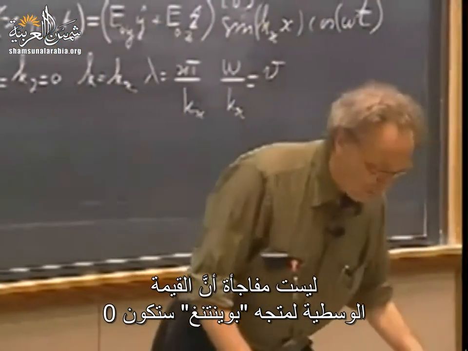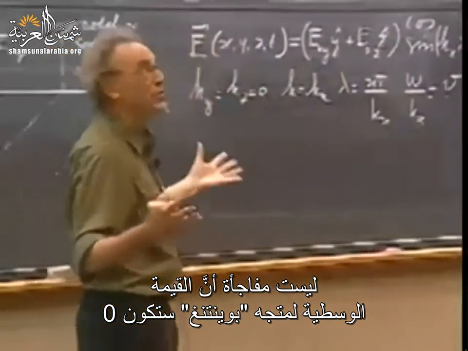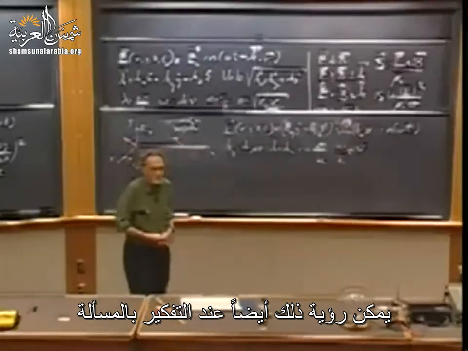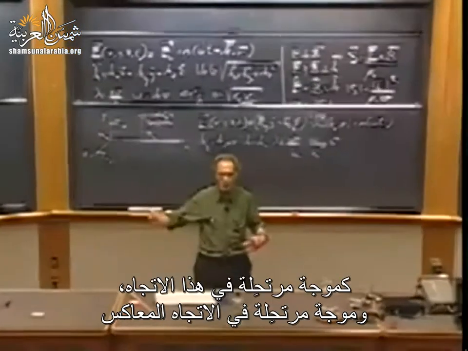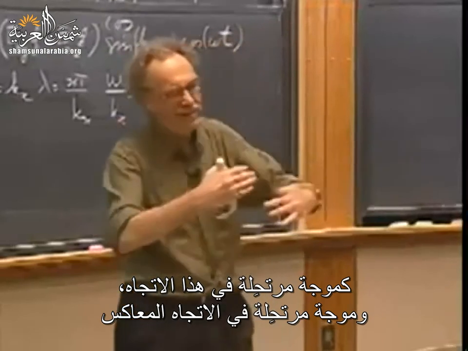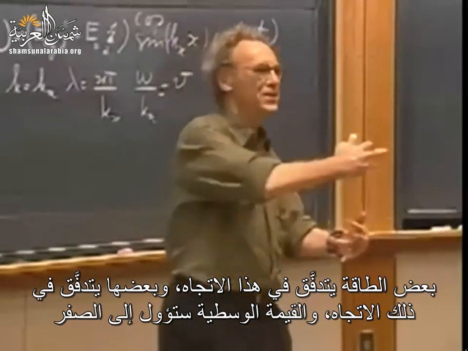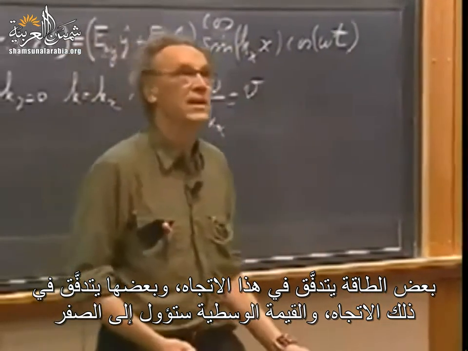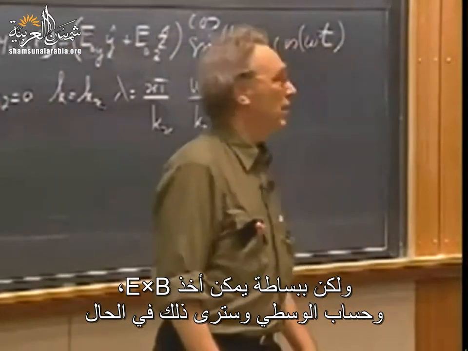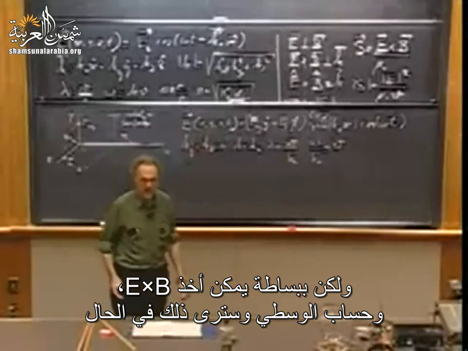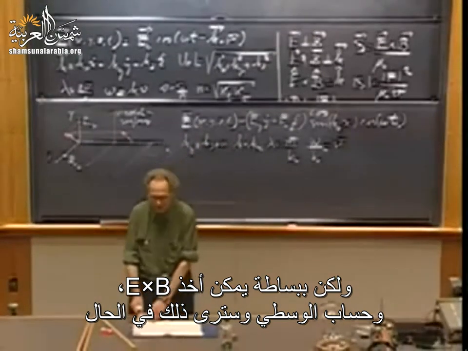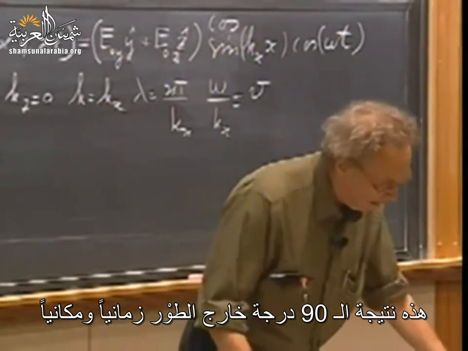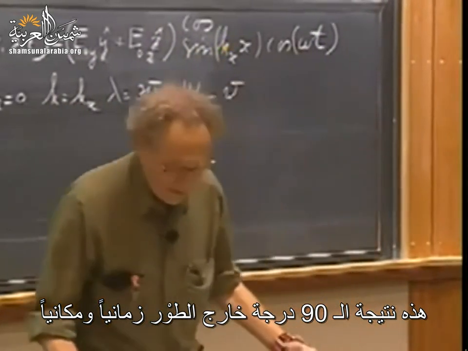So no surprise, of course, that the average value of the Poynting vector is then going to be 0. And that, of course, can also be seen when you think of it, that there's a traveling wave in this direction and a traveling wave in this direction. So there's sort of energy flow in this direction and energy flow in this direction, and the time average will obviously end up to be 0. But if you simply take that E cross B and you time average it, you will see that immediately. This is the consequence of the 90 degrees out of phase and 90 degrees out of space and time.